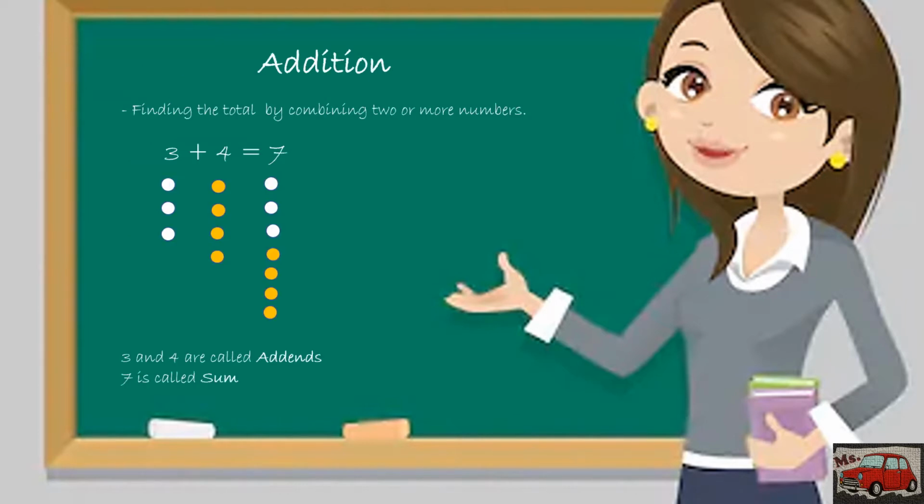When we say addition, this is just combining two or more numbers. So let's say I have 3 and 4. If I'm going to add them, it means I'm going to combine them. So I have 3 circles and 4 circles. If I'm going to put them together, then I have 7 circles. Yung 3 at saka 4 na pinag-add mo, you call that addends. And yung sagot na 7, you call that sum.